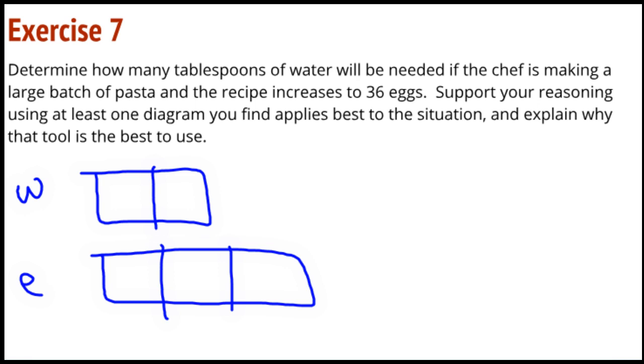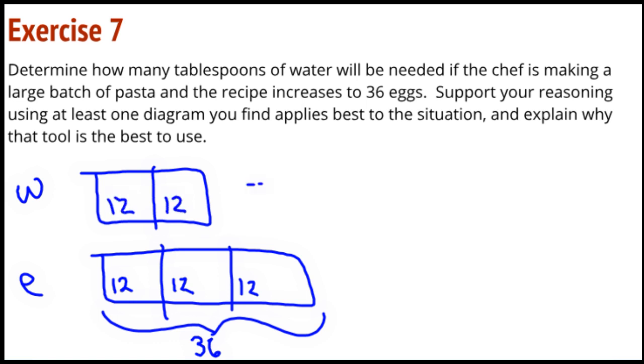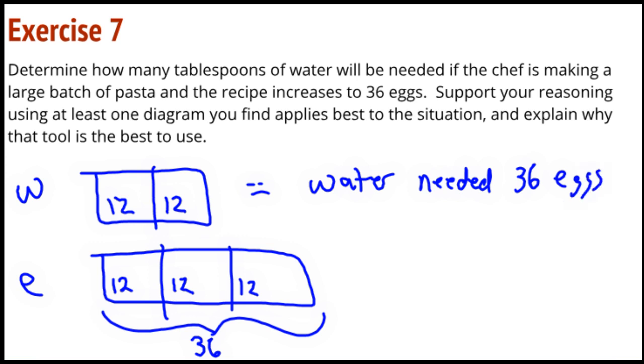And the eggs need to be equal to 36. And I can see that the 36 is split into 3 parts, so that each unit will be equal to 12. And because I have a ratio, these units would be also 12, which would tell me that the water needed for 36 eggs is 24 tablespoons. So if I've got 36 eggs, I need 24 tablespoons of water. And I'd used a tape diagram for that.